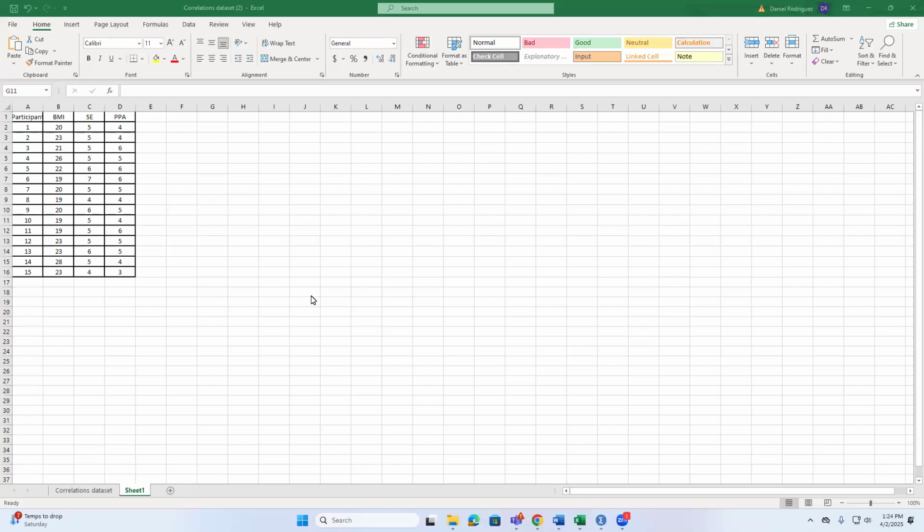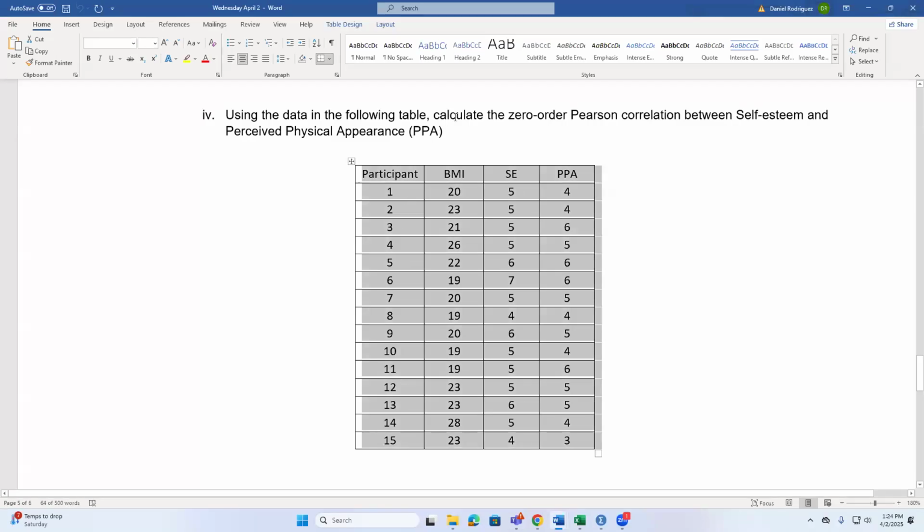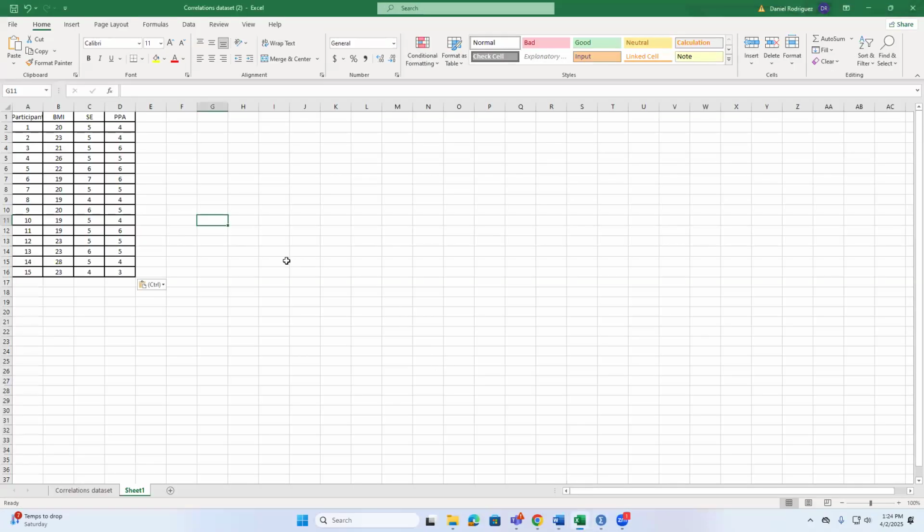All right, so I'm going to calculate the bivariate Pearson correlation between self-esteem and perceived physical appearance. Self-esteem and perceived physical appearance. All right, so first thing I need is the equation.